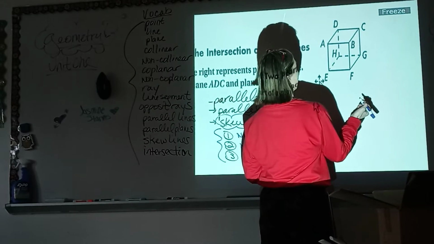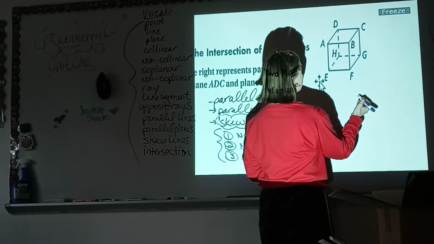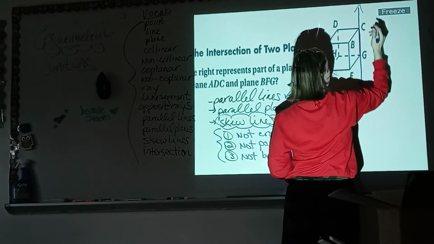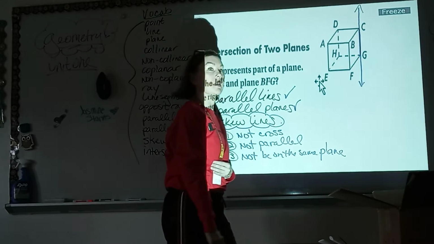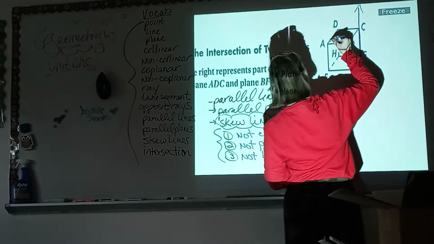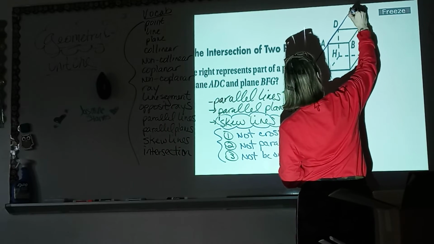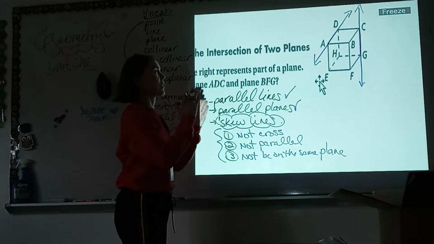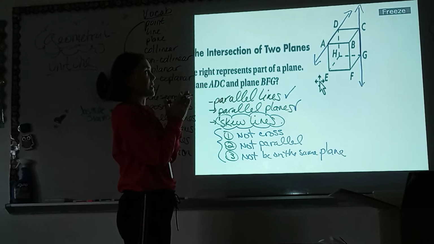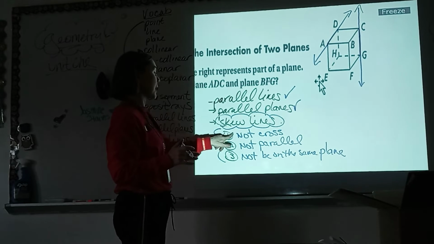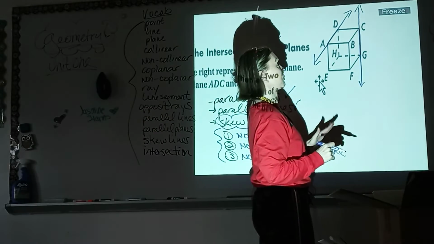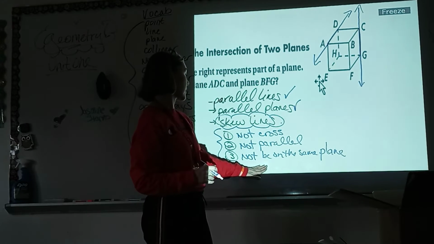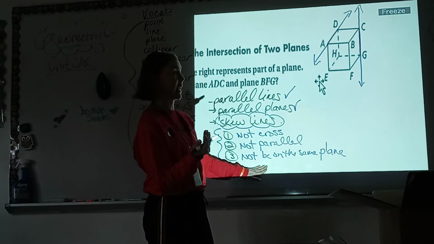So, for example, if I did this line right here, which is on the side plane, do you see that? And then if I did this line right here on this side plane, they fit the criteria because of 3 things. Number 1, they will never cross each other because they're on 2 different planes. Number 2, they're clearly not parallel. And they are not on the same plane.